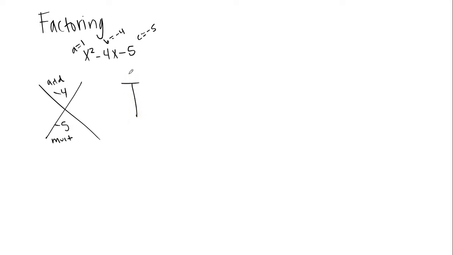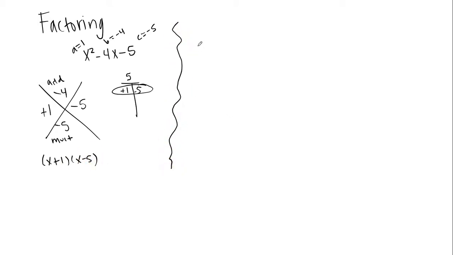So I like to list out the factors of the product. However, there's only one. So 1 and 5. I know it's some combination of 1 and 5. Well, what would add to get me -4? Well, +1 and -5. The bigger number would be negative for it to add to get me a negative. So add +1 and -5. So my two factors are x plus 1, x minus 5.